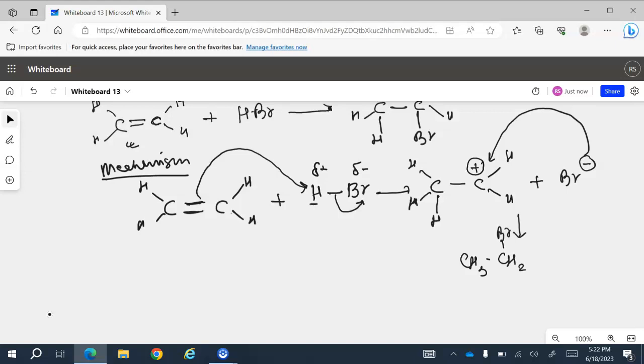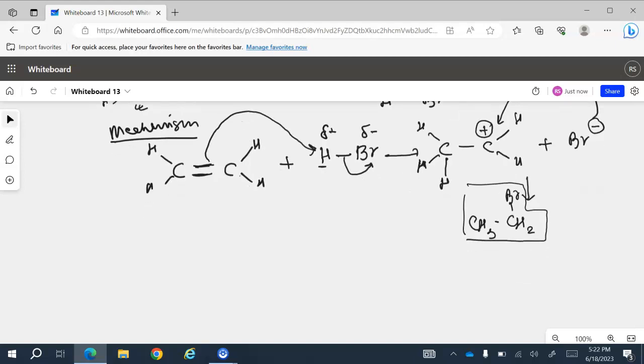So that is how you get ethyl bromide as the product. Now we can give varieties of such examples. Let's say, for example, here we add again the cyclohexene. Now suppose we are adding HI to this molecule. So across the double bond, one carbon will add hydrogen and the other carbon will add iodine.